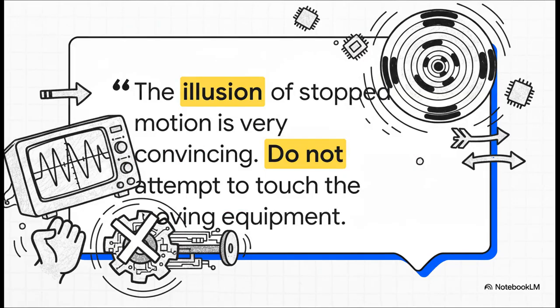And I have to share this safety warning. It comes straight out of the manual. It says, "The illusion of stopped motion is very convincing. Do not attempt to touch the moving equipment." And it makes sense, right? It might look totally still, but it is absolutely moving at full speed. It's a pretty good reminder that our tools can definitely trick our senses.